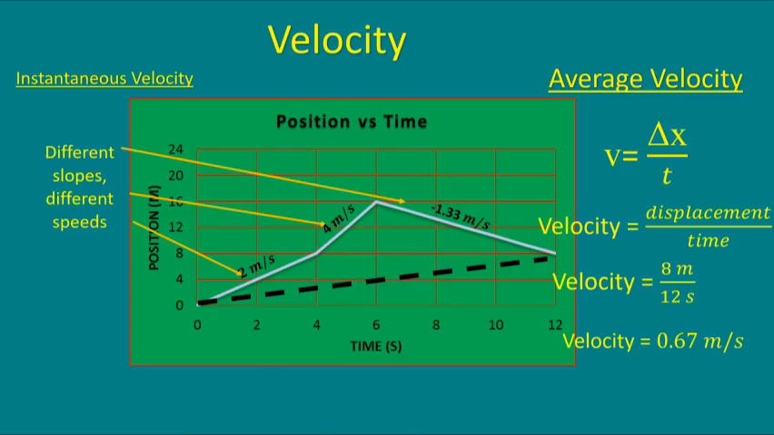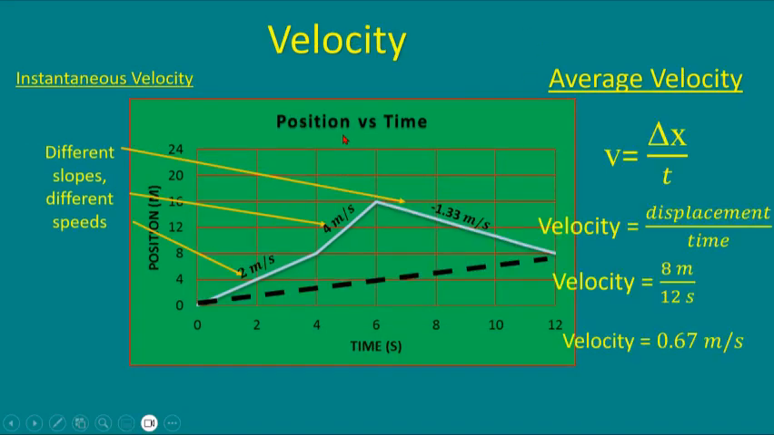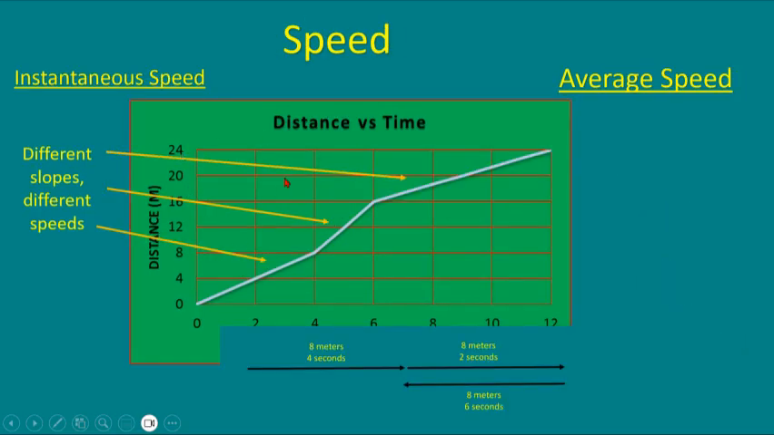Now let's look at speed. So speed can be calculated from a distance versus time graph. So the difference between this graph and the one before is the position graph is showing us where the object was at any time. The speed graph, the distance graph where we find speed, is showing us how far it had gone at any given time. And so you find the slope of this, you'll find the instantaneous speed. To find the average speed, you'll have to use the equation.